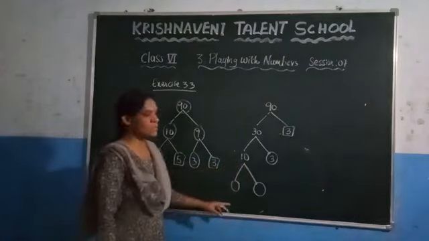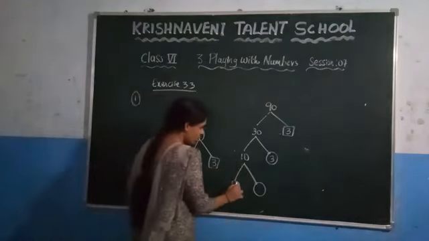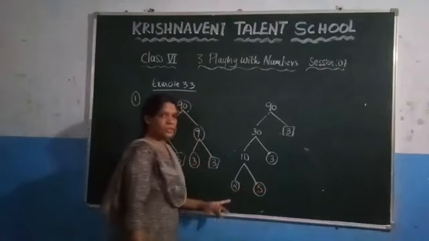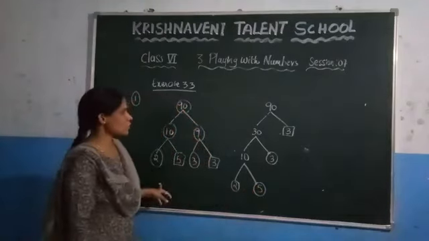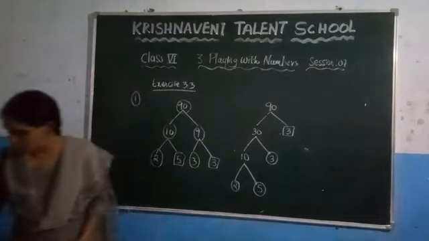So you need to write 10 as a product of prime factors. You can write it as 2 into 5, because both are prime numbers. This is the first problem. Now see the second problem in this.